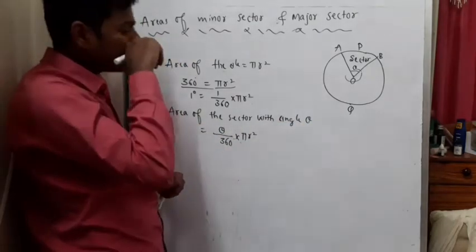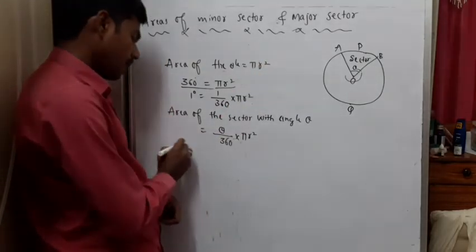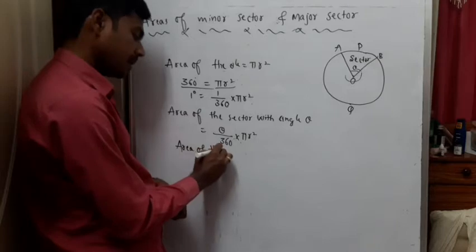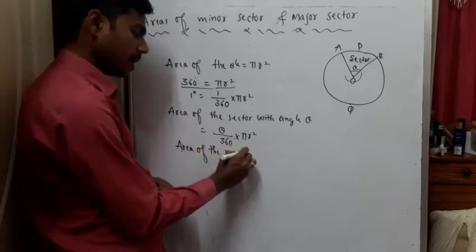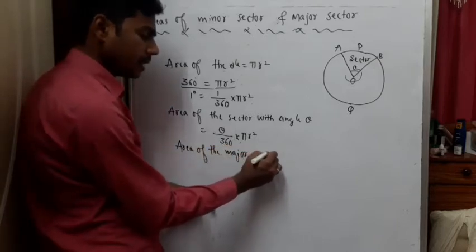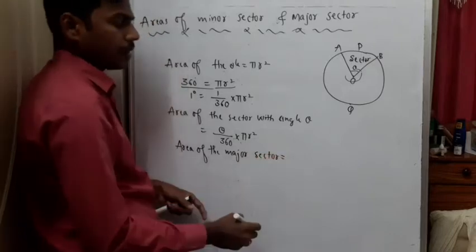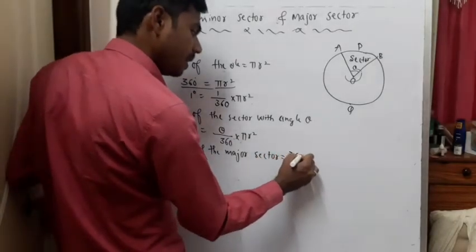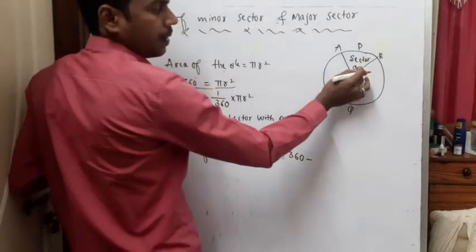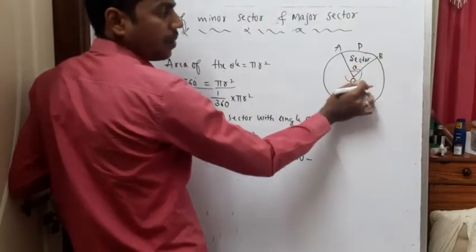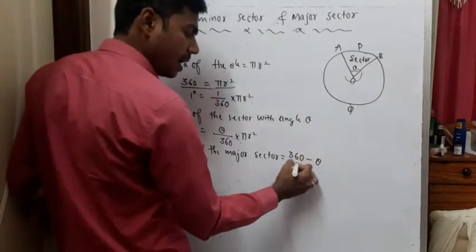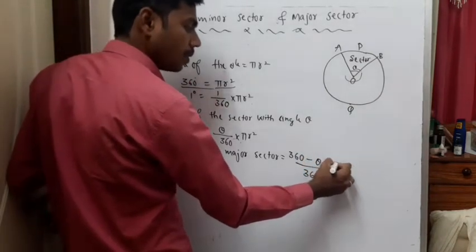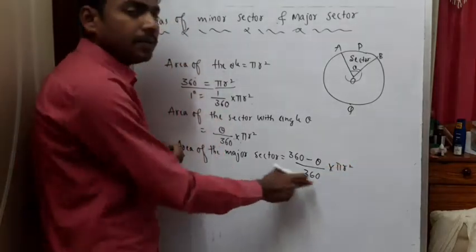Then what about the major sector? The area of the major sector is equal to, either you can write it as, 360 minus theta. If this is theta, then what about this? This will be 360 minus theta divided by 360 into pi r square. This is the area of the major sector.